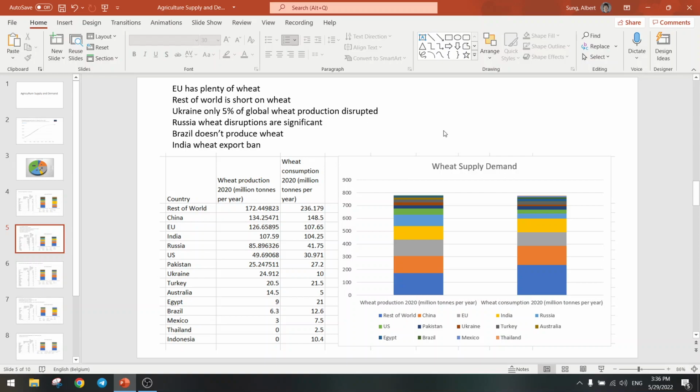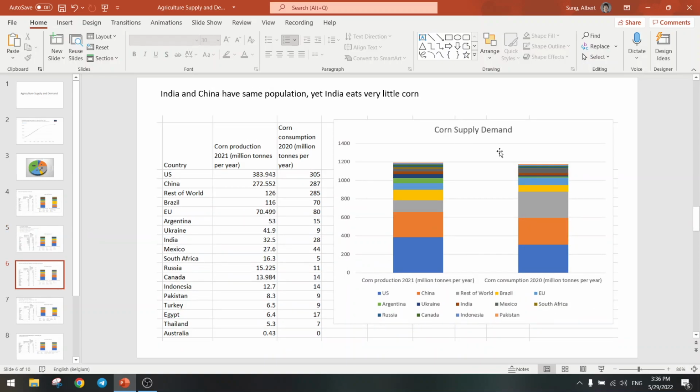Okay, next slide, corn. So corn, the largest producer is the US and then China. Brazil also has some corn production. And the ones that eat that corn are the US, China, and then the EU is also a large consumer of corn.